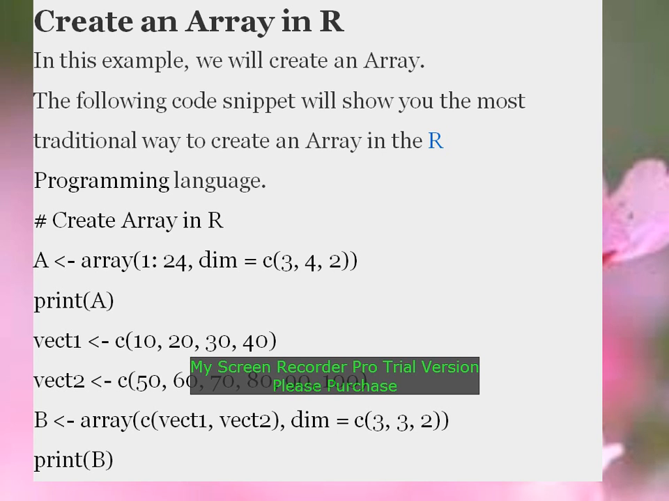display array, and next vector 1 is created, C of 10, 20, 30, 40. Vector 2 is created, C of 50, 60, 70, 80, 90, 100. Next, we are creating another array B, array of C of vector 1, vector 2, dimension equal to C of 3, 3, 2, print B. So, what is the output we can get after executing this code in R?